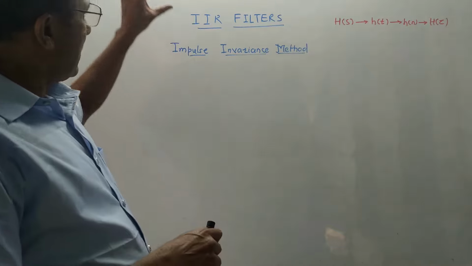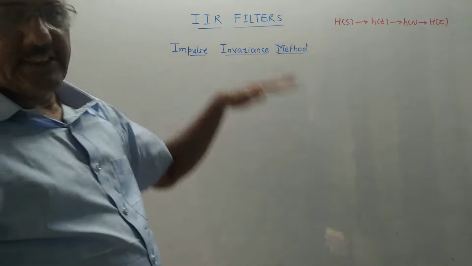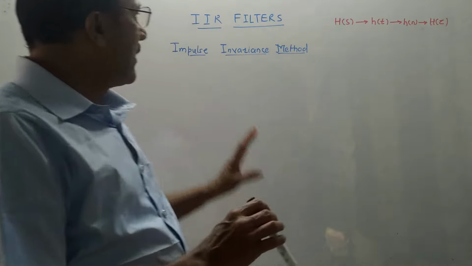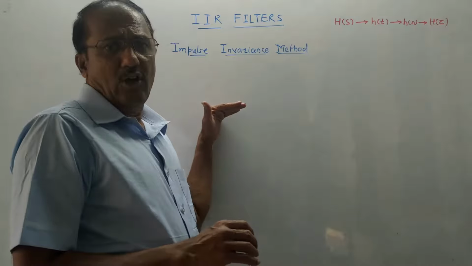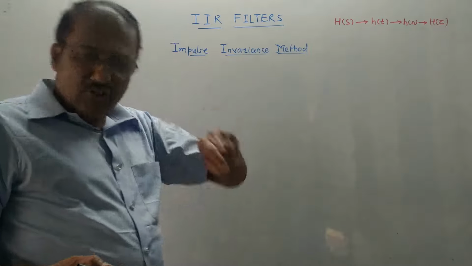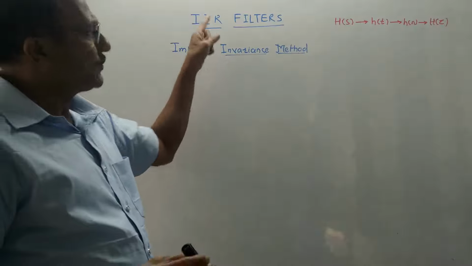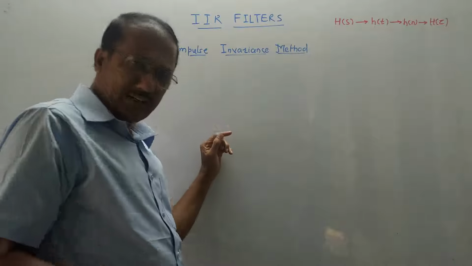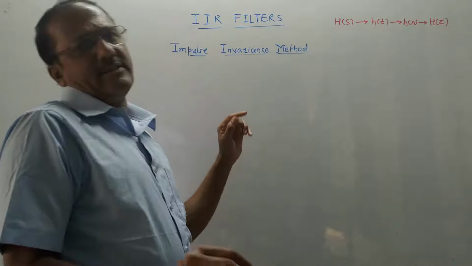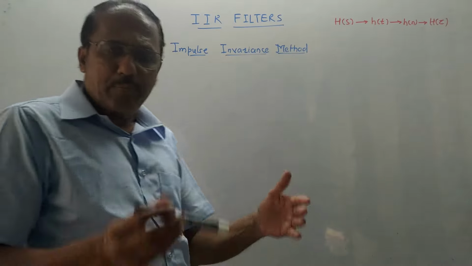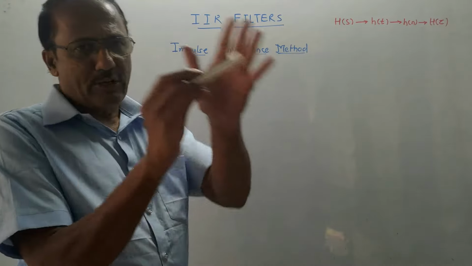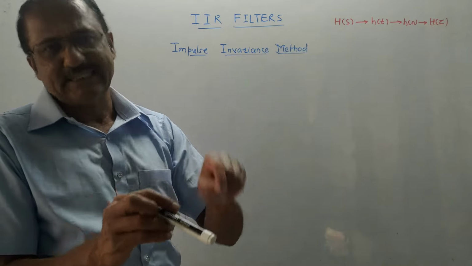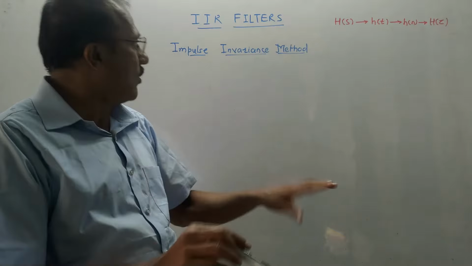Today's topic is designing of IIR filters. It is related to the subject digital signal processing for third year ENTC students. In today's video, I'll be teaching you the major important methods which are used for designing of IIR filters. One is impulse invariance method, second is bilinear transformation method. Along with that, we'll also be discussing the mapping from Laplace domain to Z domain, which is again required for designing of IIR filters, and we will be discussing the concept of frequency warping.